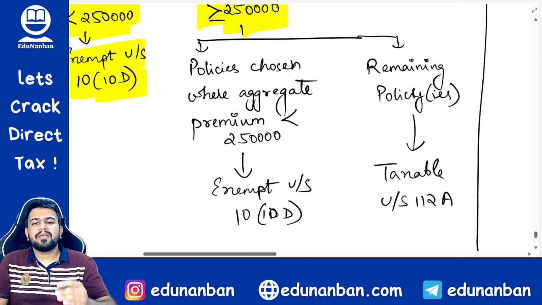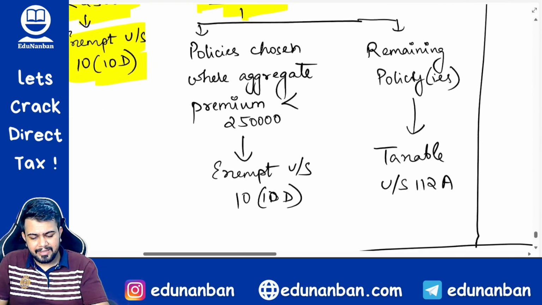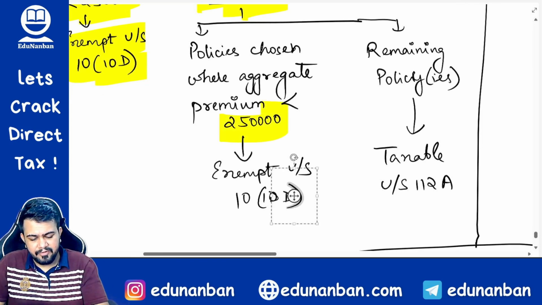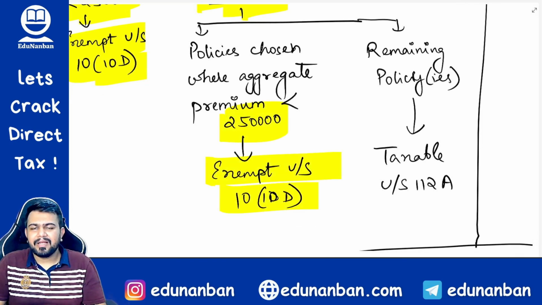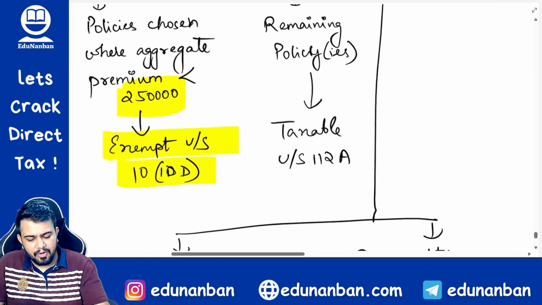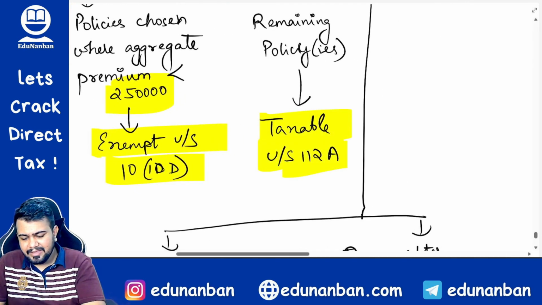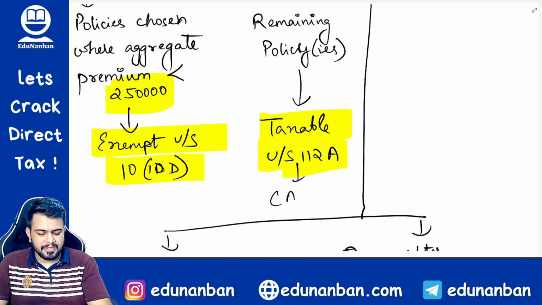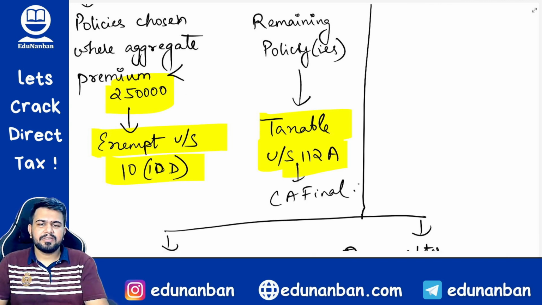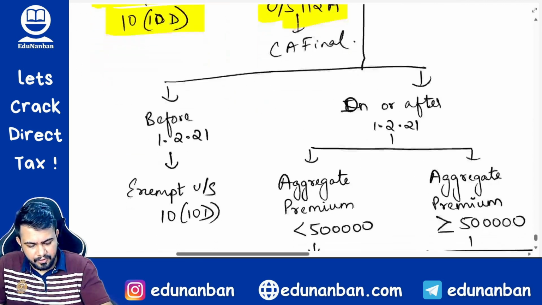Correct? If the aggregate premium is above 2,50,000, then you can choose certain policies, the total premium of which should be within 2,50,000, that can be claimed as exemption, and remaining policies will be taxable under section 112A. Okay, and this is also a part of CA final syllabus. It was removed from CA inter syllabus, so not a problem for you.